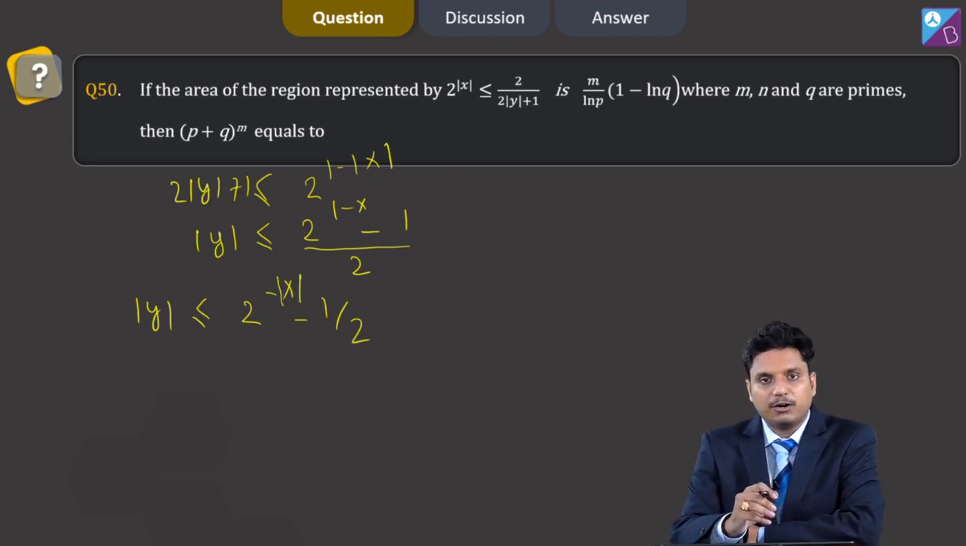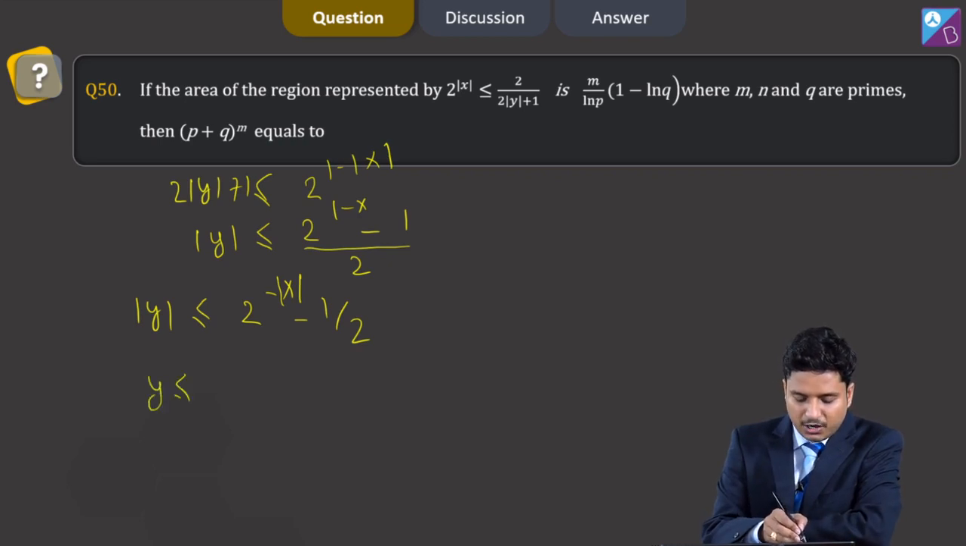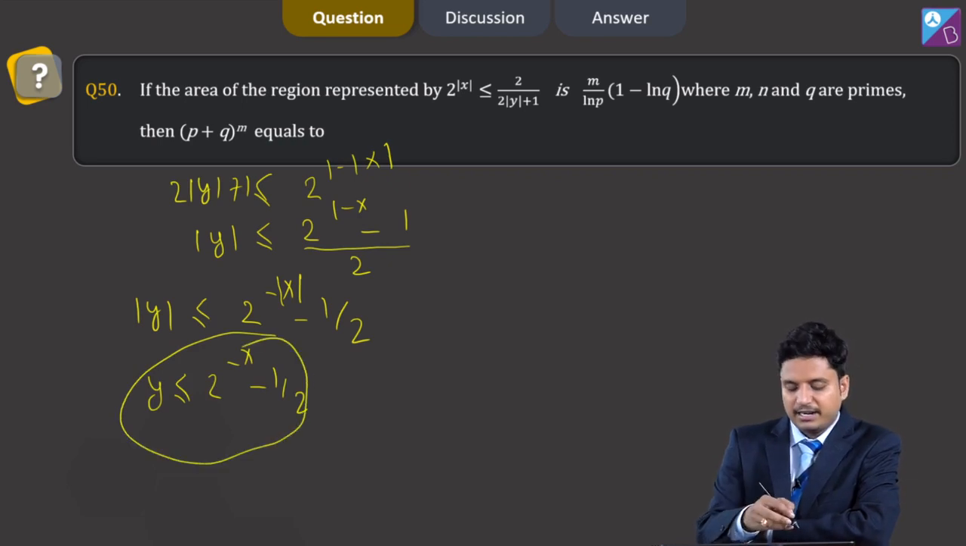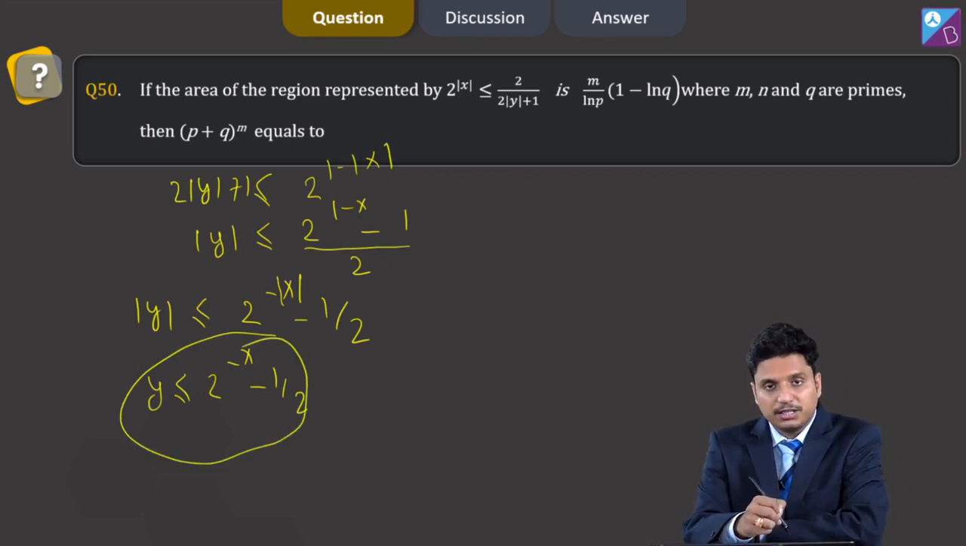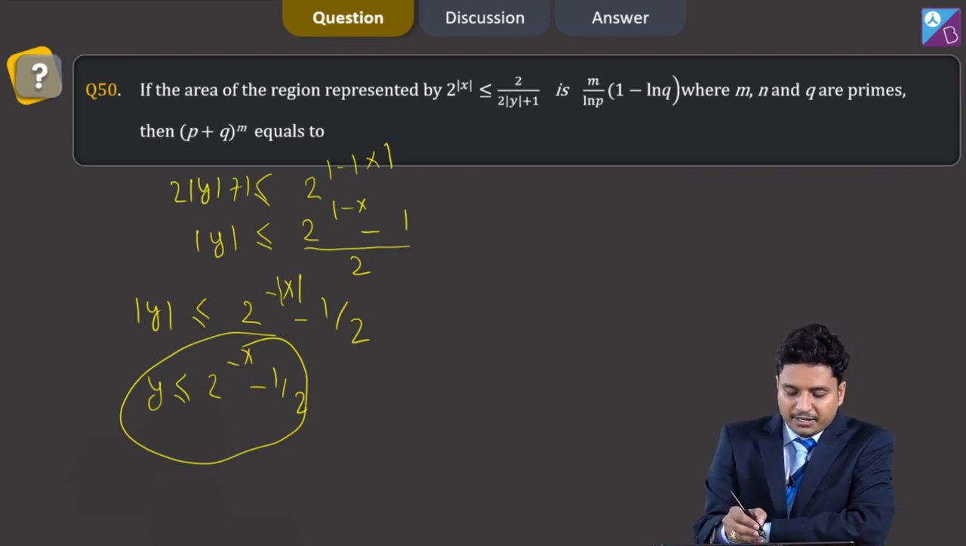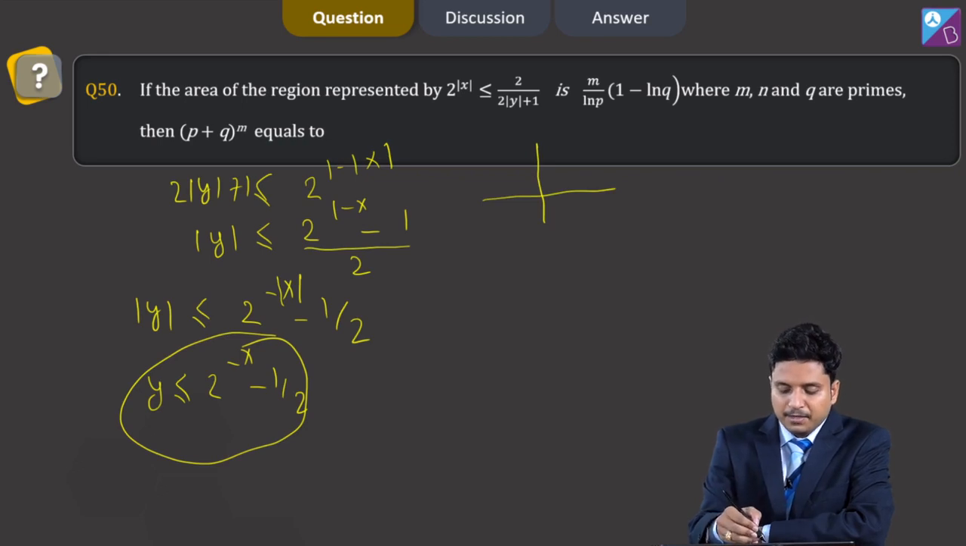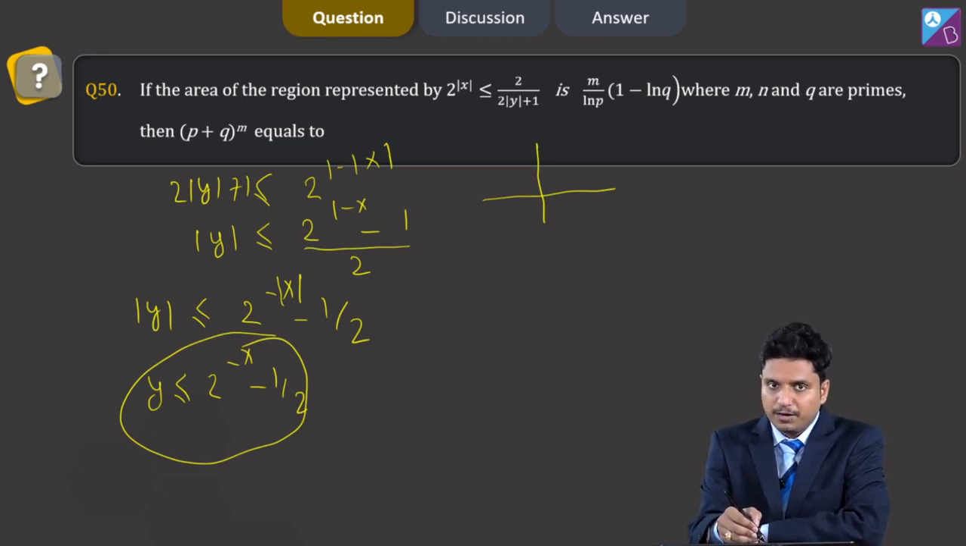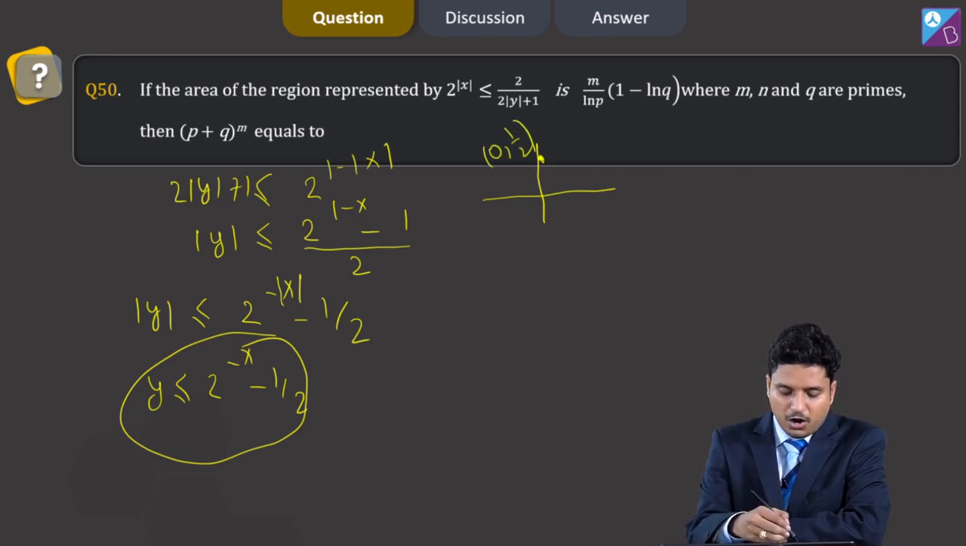So if we try to find this curve y less than or equal to 2 raised to power minus x minus half, then as mod y and mod x are used, this graph will be symmetrically placed in the second, third and fourth quadrants, and then the whole graph will be completed. So if we try to draw y equal to 2 raised to power minus x minus half, what will be the graph? 2 raised to power minus x at 0 will be equal to 1. So this is the point 0 comma half, which will lie on 2 raised to power minus x minus half, and 2 raised to power minus x will be like this.